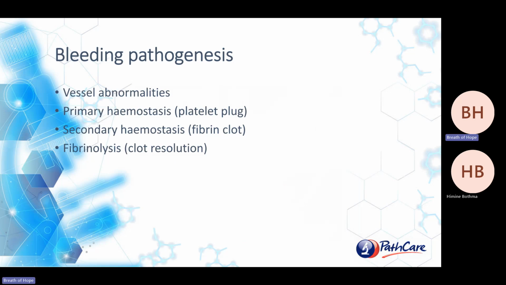So what happens with bleeding? You either have a vascular abnormality, or a primary hemostatic problem, so your platelet plug is not being formed properly. You have an issue with secondary hemostasis where your fibrin clot is either not being formed or not being formed properly, or you have a problem with the fibrinolysis part of the cascade where there's an issue with clot resolution.